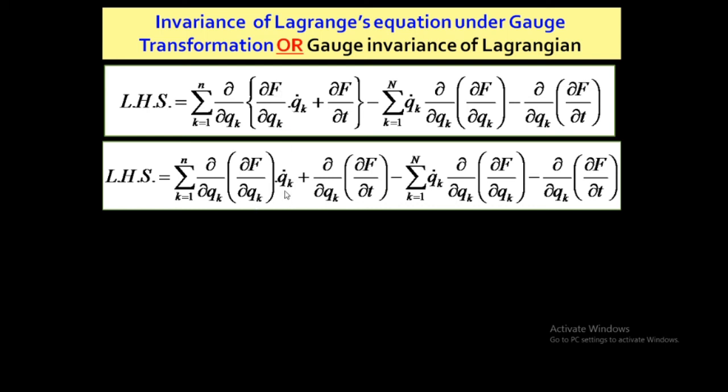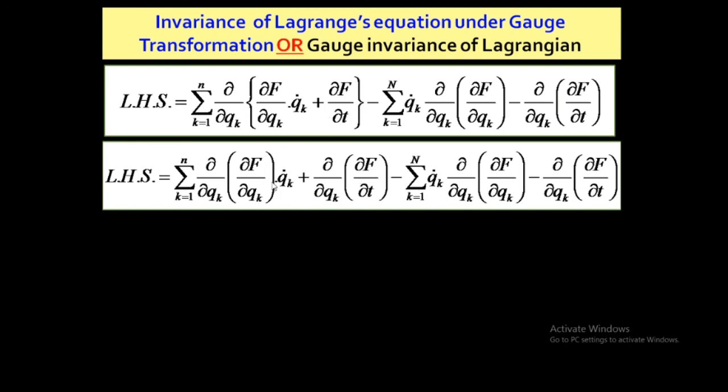And here qk dot I am taking outside the derivative because qk dot is not a function of qk. For qk, qk dot is constant. That's why I am not taking qk dot inside the derivative, because qk dot is the generalized velocity, not a function of qk. So I am taking qk dot outside the bracket. This is the derivative of the first term, del f by del qk into qk dot, plus this is the derivative of the second term.